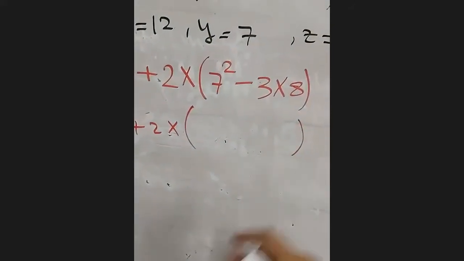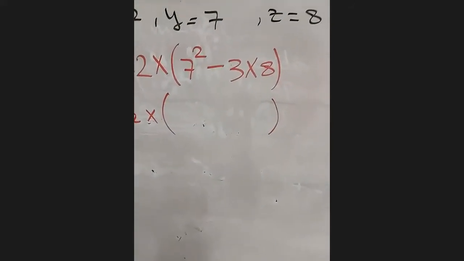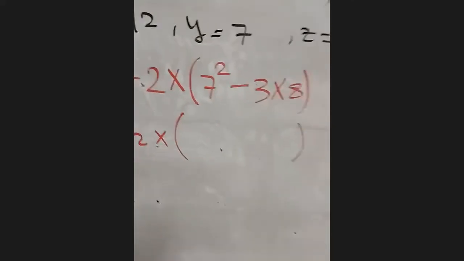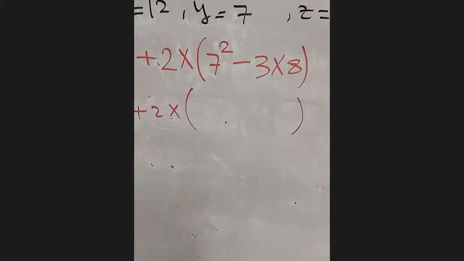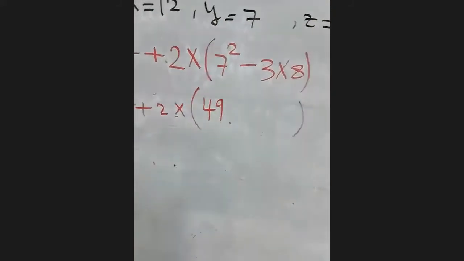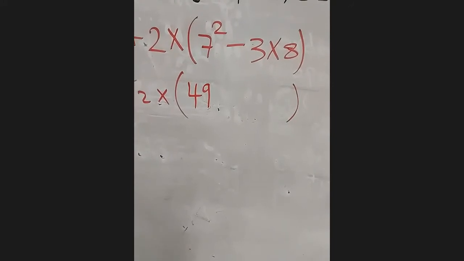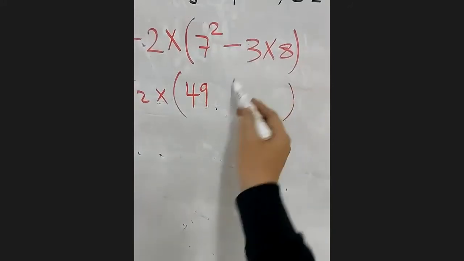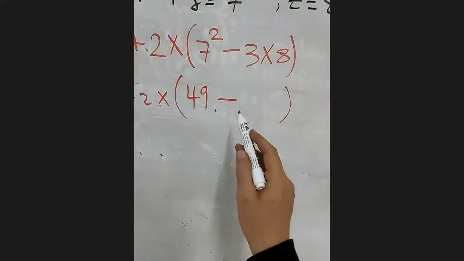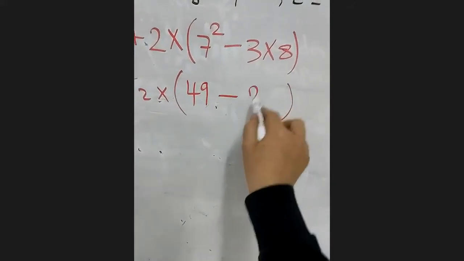What we need to do first? The exponent. How much is 7 to the power 2? 7 to the power 2 means 7 multiply 7, which is 49, right? Yes, 49. Exponent then multiply, right? Yes, 49 minus 3 multiply 8 equal 24.